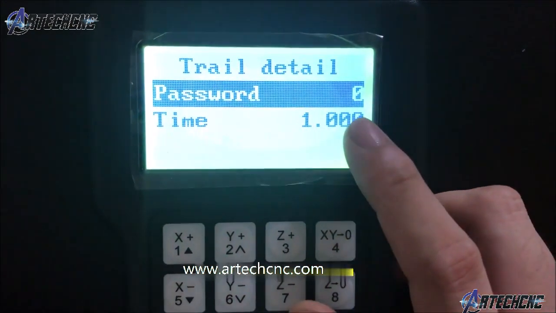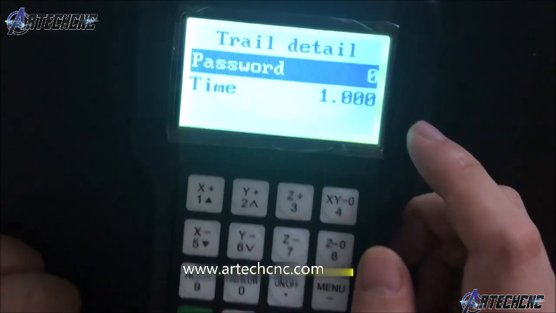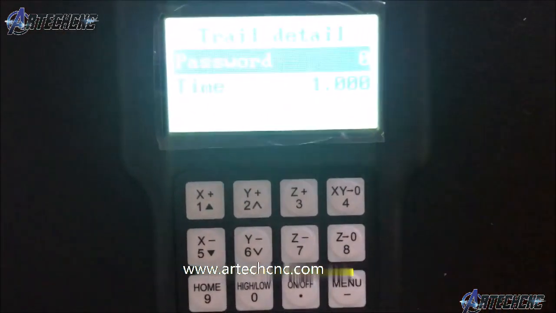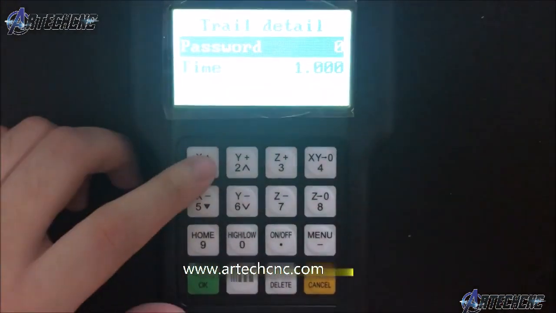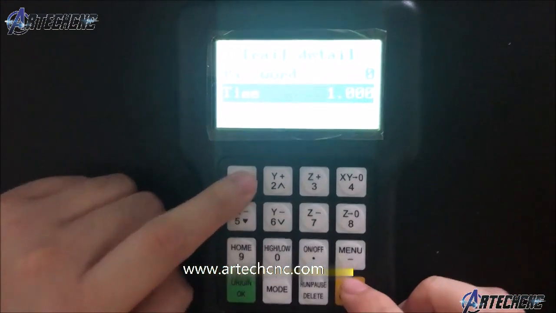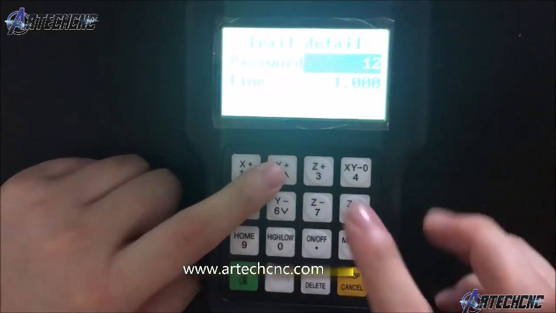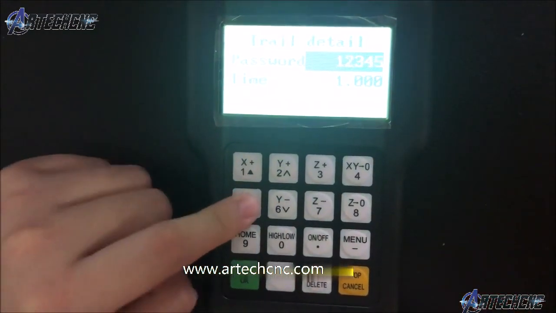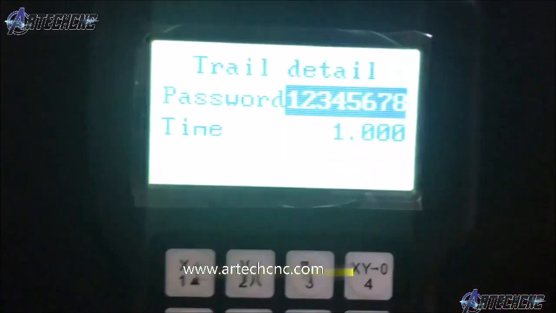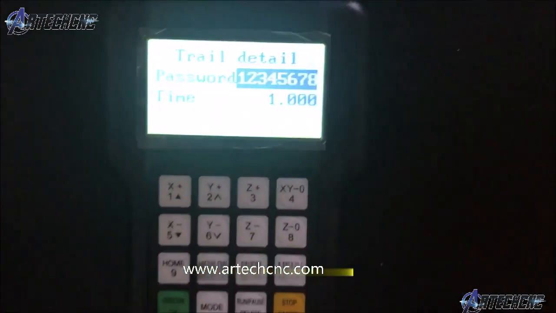The default password is 0. But please do remember what you set for the password. Like we set the password 1 2 3 4 5 6 7 8. This is the password. Please do remember it well.